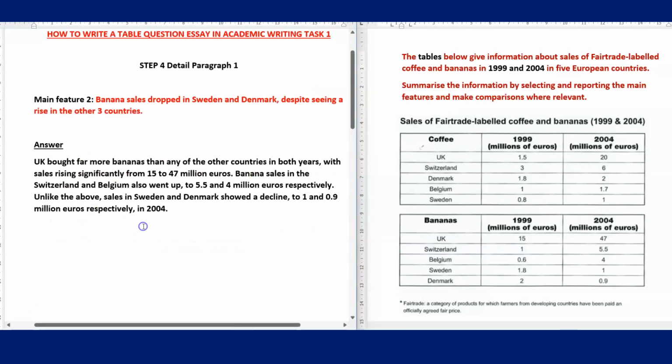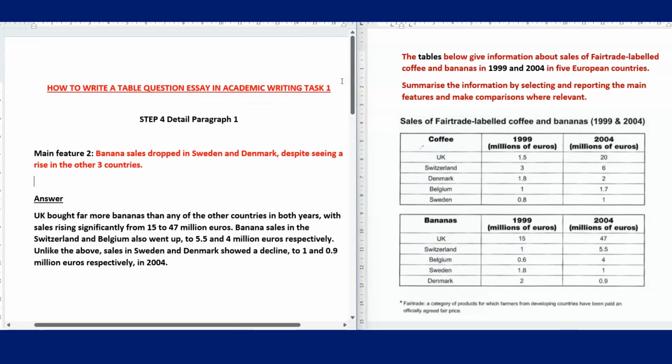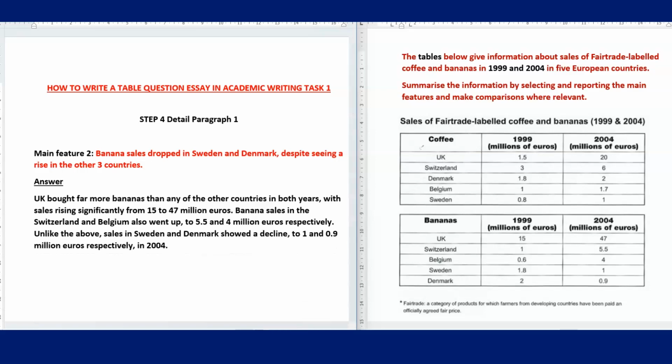All right, so we are now going to write our first major feature, and this time we're going to concentrate on the first variable, which is banana. I see that main feature 2 was about banana, but I'm using that one to start my essay. It doesn't matter. So we saw that banana sales dropped in Sweden and Denmark despite seeing a rise in the other 3 countries. So in the major detail, we are going to now explain what we said.